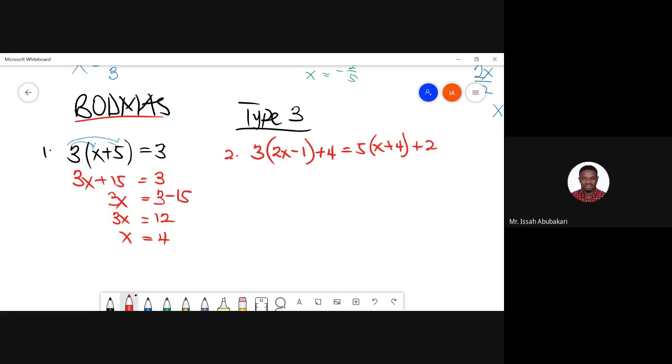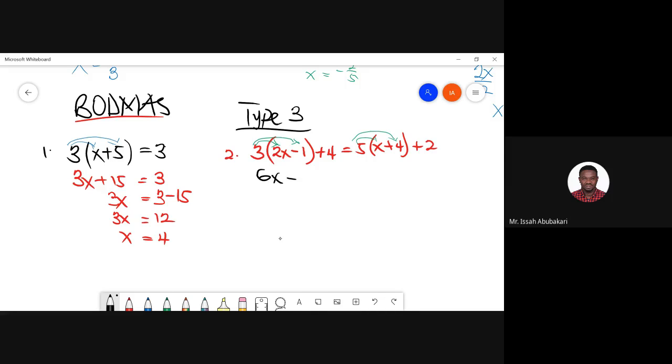As usual, we are going to solve by expanding the brackets. So if you want to expand the bracket, this is what you're supposed to do. Multiply 3 by 2x, multiply 3 by this, you multiply 5 by x, and multiply 5 by what? 4. That is the best solution we can do. So now let's do the expansion. 3 times 2x is what?